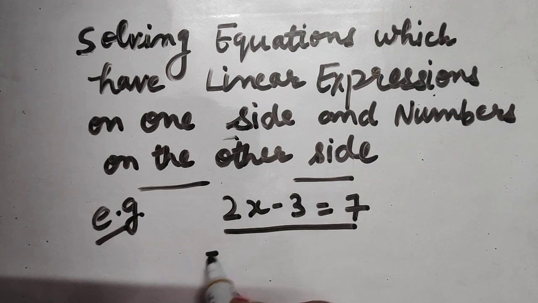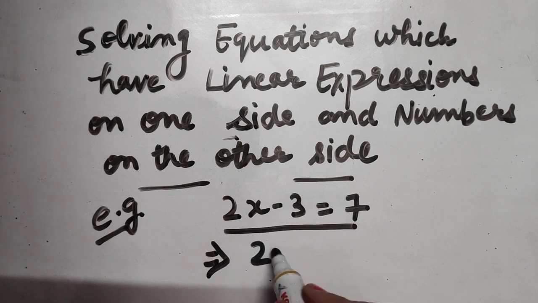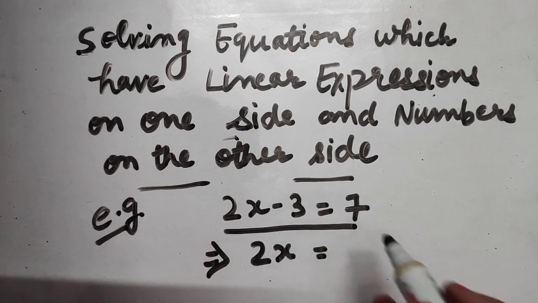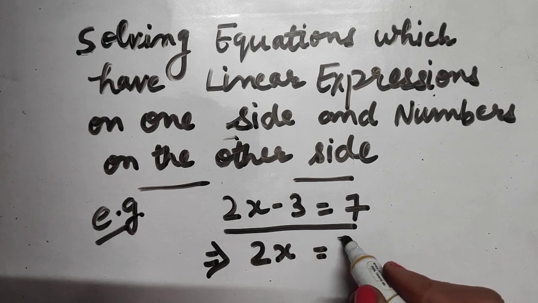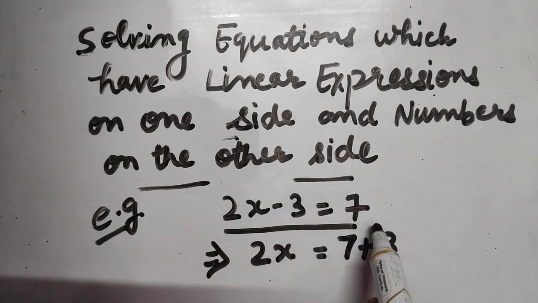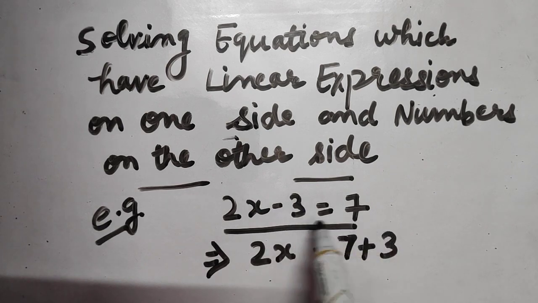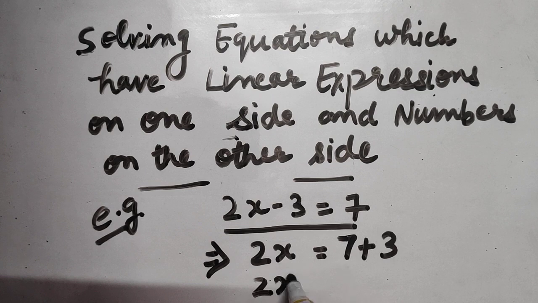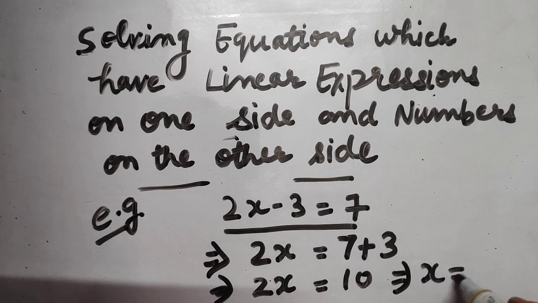Now, dear children, there are basically two methods to solve this equation. First is, I am keeping this 2x on the left hand side and everything else I am shifting to the other side. So it will be 7 plus 3. Here it is minus 3, so when I transpose this 3 to the right hand side, it will be plus 3. So it will be 2x is equal to 10, and x will be equal to 10 by 2, that is equal to 5. So the solution of this equation is 5.